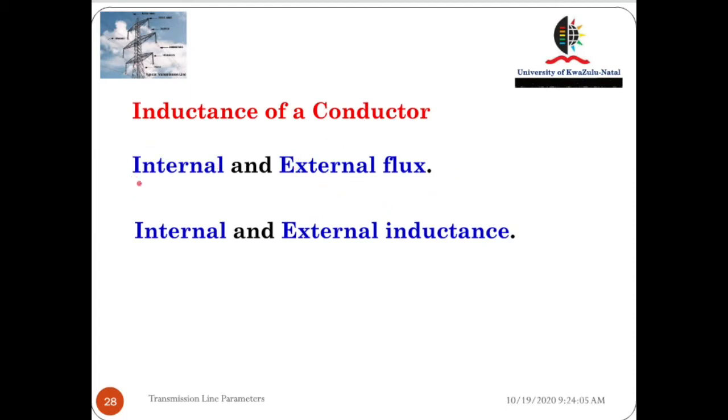Internal flux linkage is only due to a portion of the current that it is carrying. External flux linkage is due to the current that it is carrying plus the currents in the other conductors in the vicinity. Is that clear?